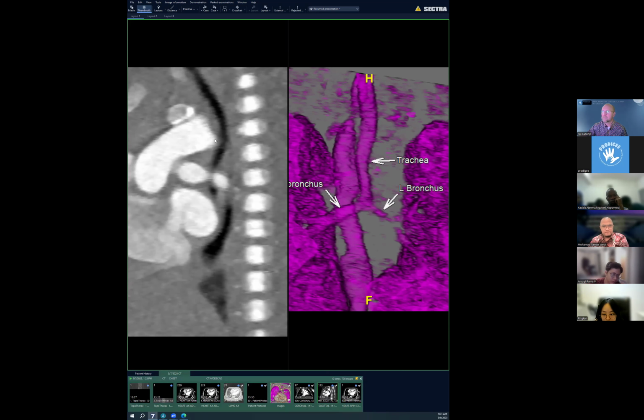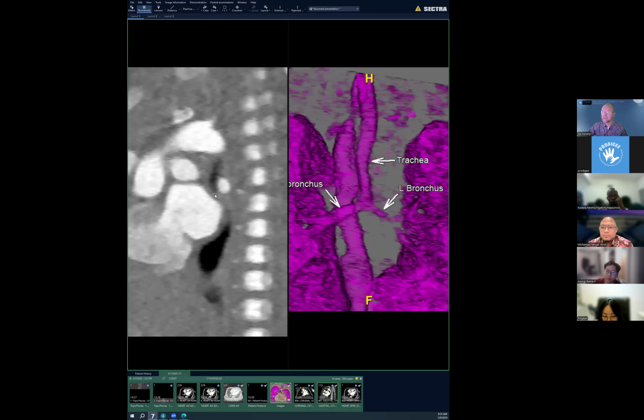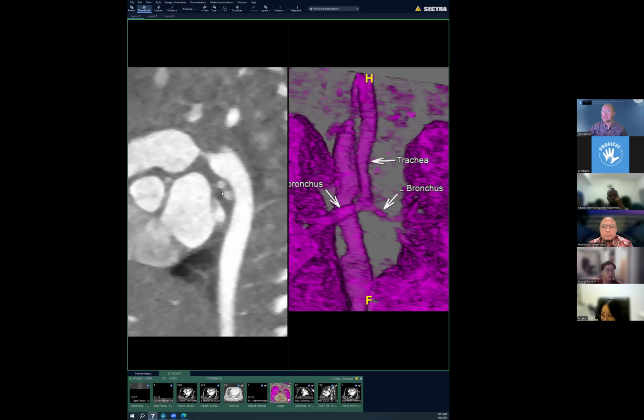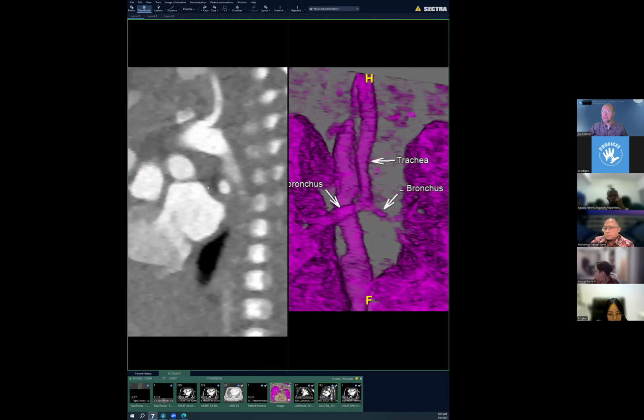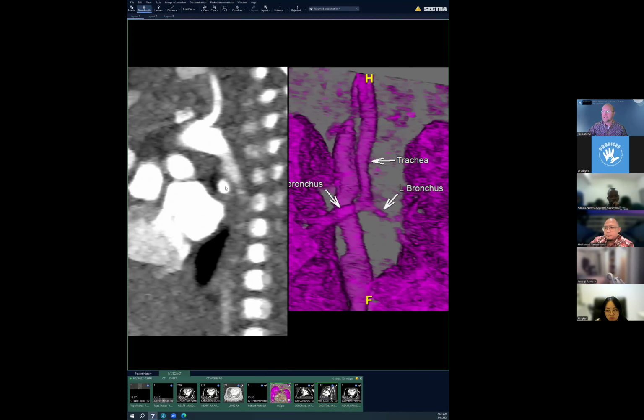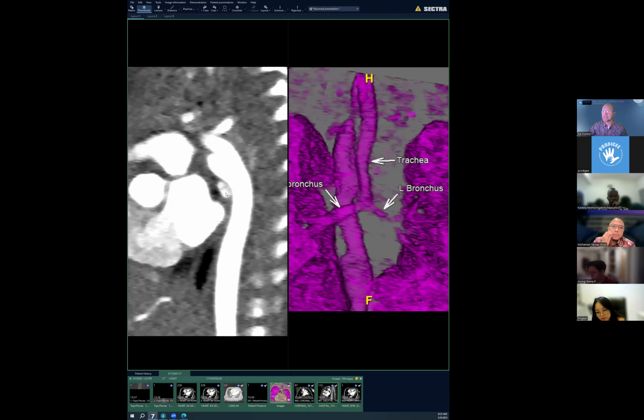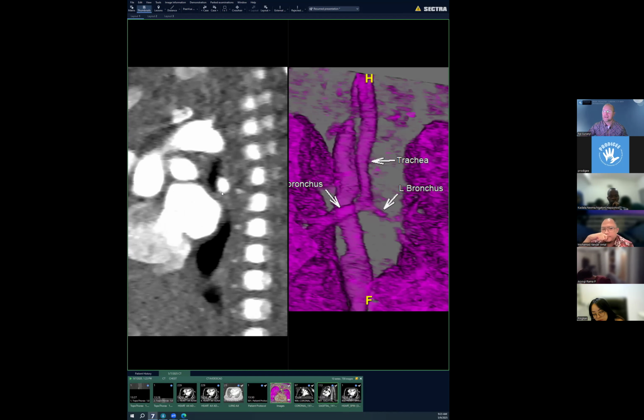Like we said, it's very important to look at these in multiple orientations. Even if you don't have the ability to do 3D volume rendering, look at it in the coronal and sagittal and axial views and try to piece it together. You can see that the distal trachea is narrowed, and then you get into the left main bronchus, and it gets super narrowed here at the level of this pulmonary artery. So as it courses along the pulmonary artery.